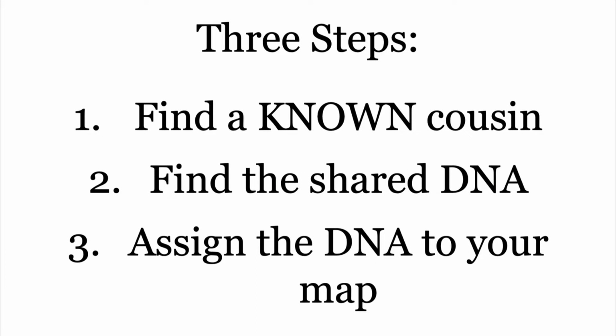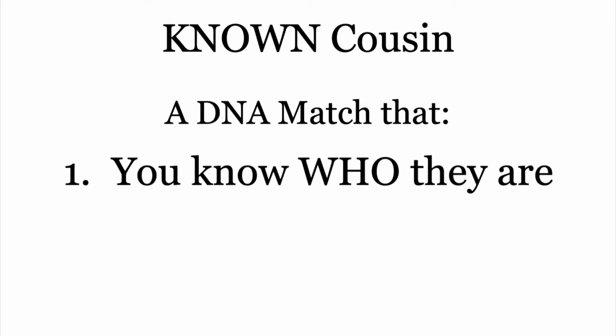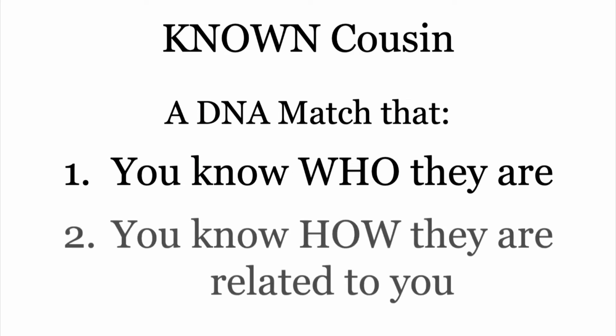Now, when I talk about a known cousin, it has a very specific meaning. It means that we know who they are, so we know who the person is, and even more importantly, we know how that person is related to us. So when we talk about how they're related to us, what that means is we've identified the genealogical pathway between that person and ourselves. Now, most of the time, hopefully, that's a simple single pathway, right? From one ancestral couple down to us.